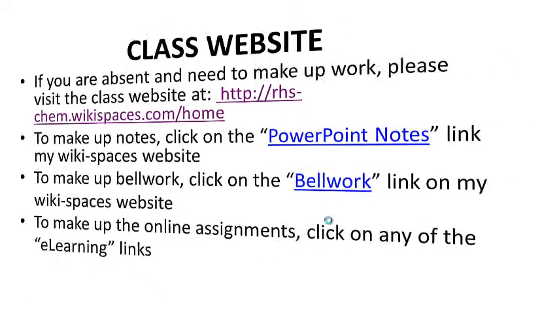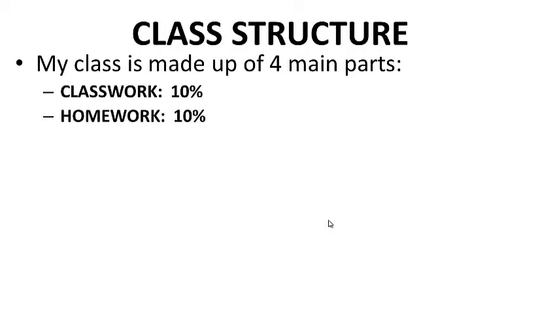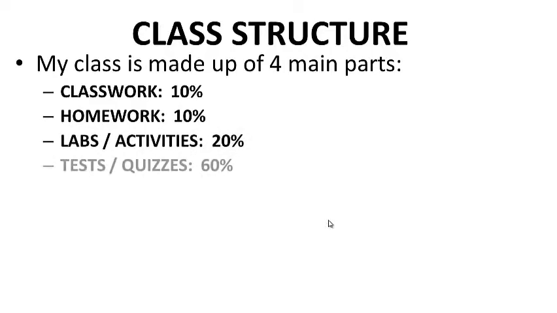So my class structure is divided up into 4 main parts in my grade book. Classwork is worth 10%. This includes things like bell work and the daily assignment. Homework, you're doing notes for homework. Labs and activities, 20%. Labs will be done in class. Tests and quizzes, 60%. Notice most of your grade is on the good old test here, 60%. So you don't want to miss a test in my class.